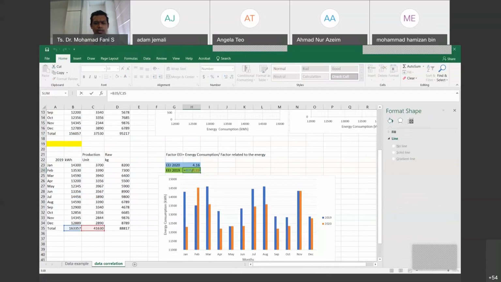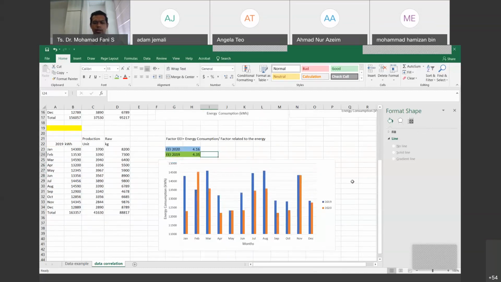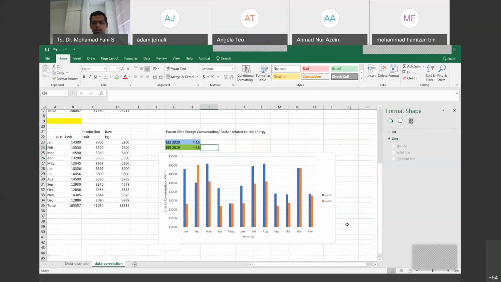And to normalize this factor, we can also move the 2020 factor to the 2019 factor. Okay, now that's the baseline adjustment for the factor, and we get to know that the performance for the factory in 2020 is better than 2019.